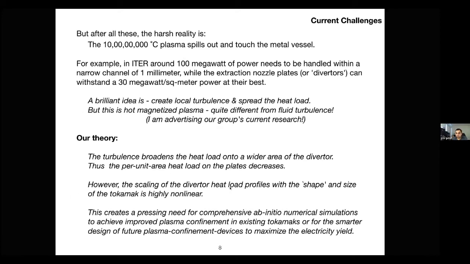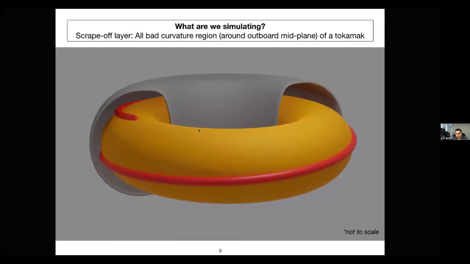However, the scaling of the diverter heat load profiles with the shape and size of the tokamak is highly nonlinear. You can't just do some back of the envelope calculation and predict it. It's not that easy. This creates a pressing need for comprehensive ab initio numerical simulations to achieve improved plasma confinement with existing tokamaks, or if you want to build more tokamaks in the future. Now I think you can see that, imagine this is the tokamak, this surface is somewhat like that. And our simulation region is this red region that's here. So this is our simulation region.